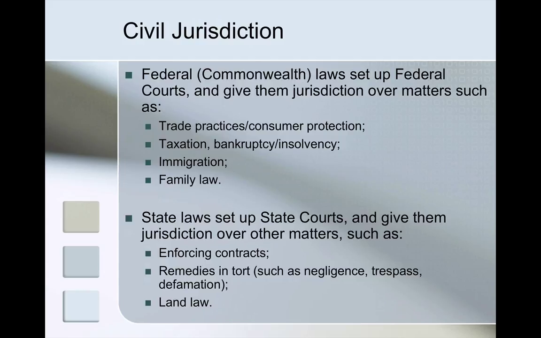Now, state laws set up the various state courts and they give them jurisdiction over other matters, such as contract law. Enforcing contracts is a matter of state law that will end up before state courts. Remedies in tort law, mainly here we're talking about things like negligence or defamation, are state matters, and so they're heard by state courts. Land and property law matters also tend to be matters of state jurisdiction that are heard by state courts.